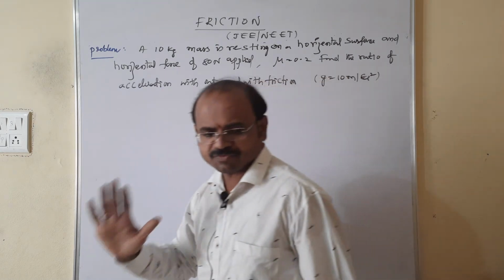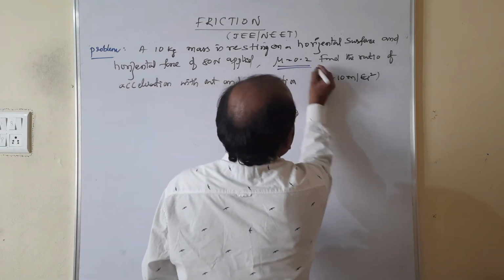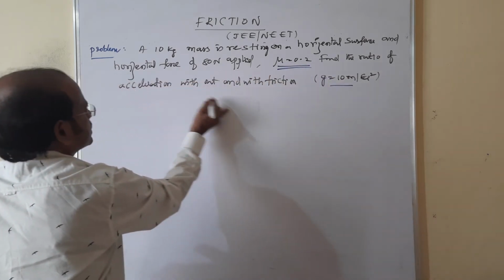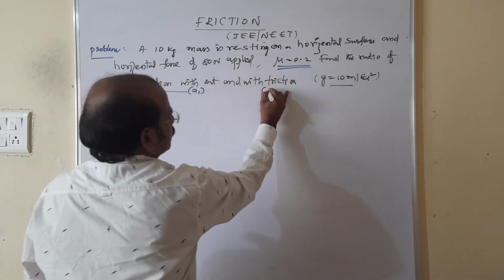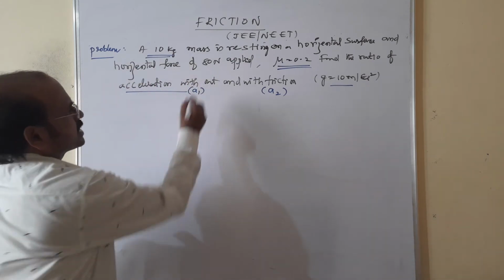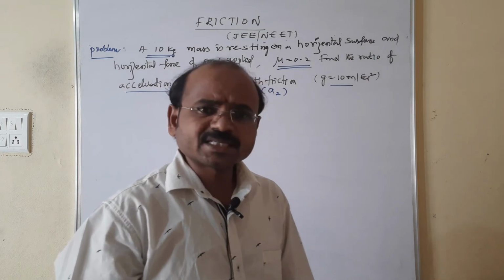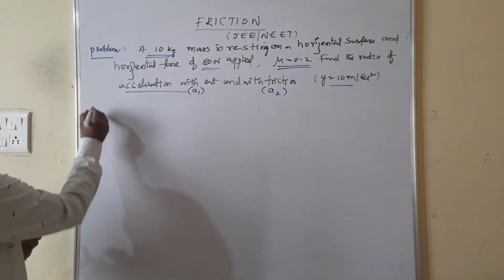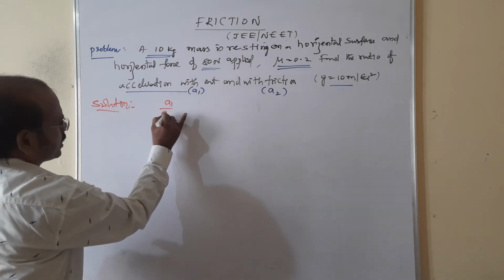This question is also related to JEE and NEET. Let us write it here. The coefficient of friction is given, the g value is given, and we are asked without and with friction. Without friction we call A1, with friction we call A2. The block has mass 10 kg and a force of 80 Newton is applied. Using this information, we get the ratio. First write A1 by A2 is equal to question mark.